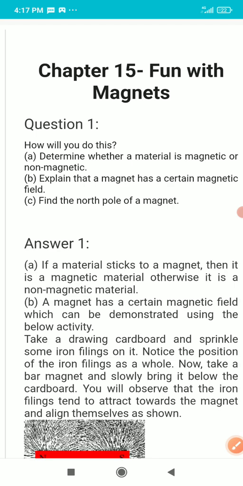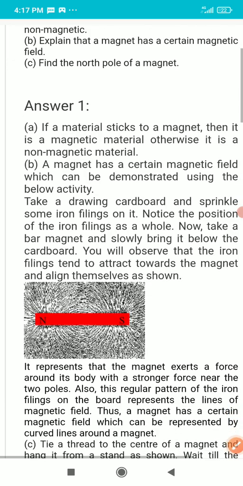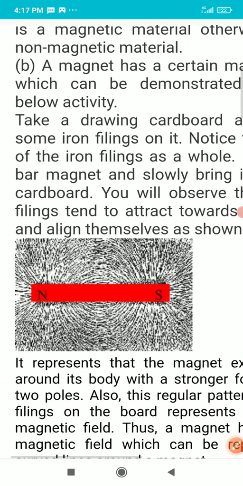Take a drawing cardboard and sprinkle some iron filings on it. Notice the position of the iron filings as a whole. Now take a bar magnet and slowly bring it below the cardboard. You will observe that the iron filings tend to be attracted towards the magnet and align themselves as shown. Here is the diagram of that answer.